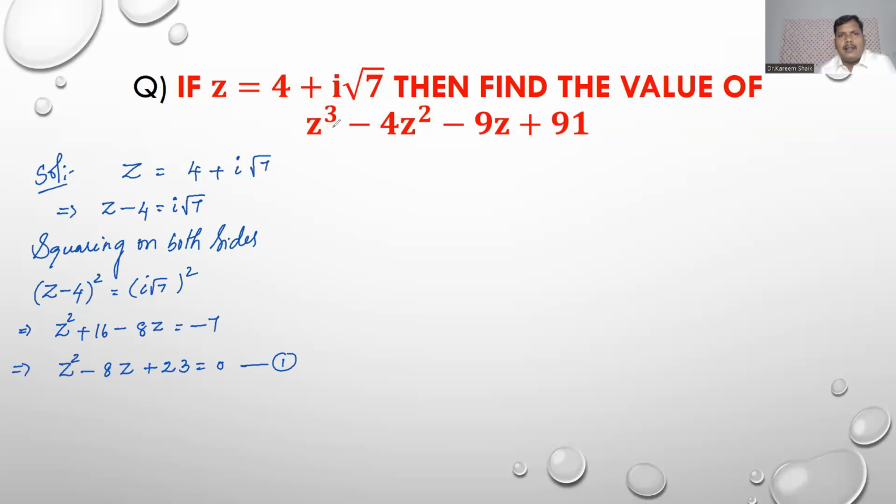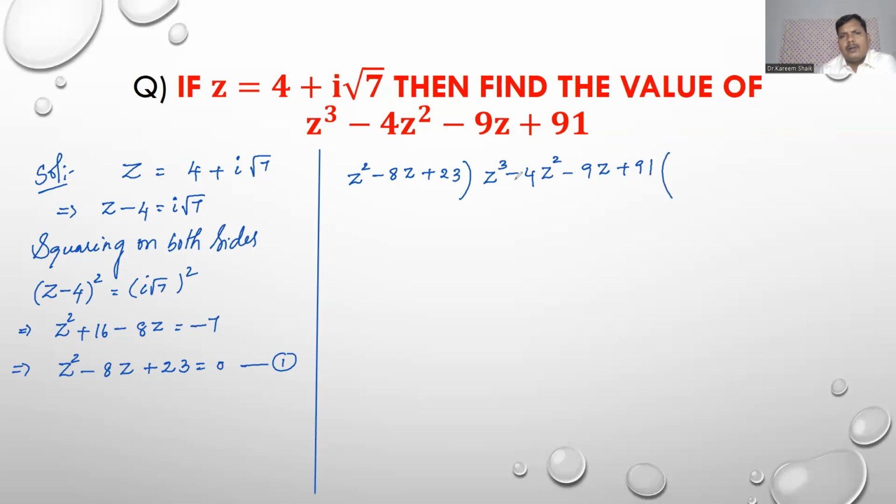Now I wish to divide z³ − 4z² − 9z + 91 by using equation 1. Let's see what we will get. z² − 8z + 23 is going to divide z³ − 4z² − 9z + 91. Now, z³, here z². So we have to multiply by z.